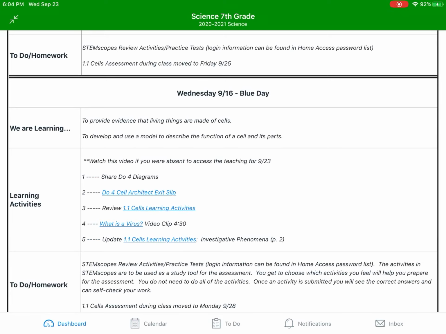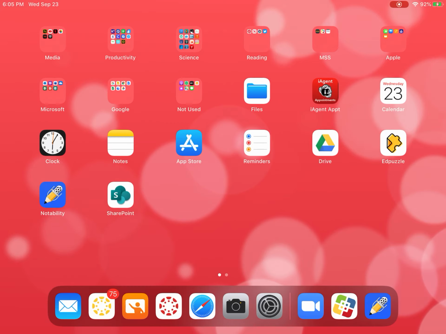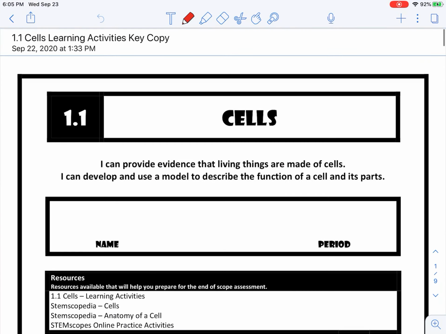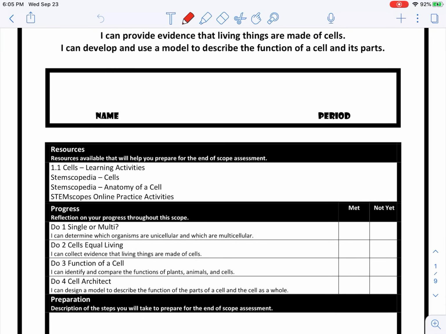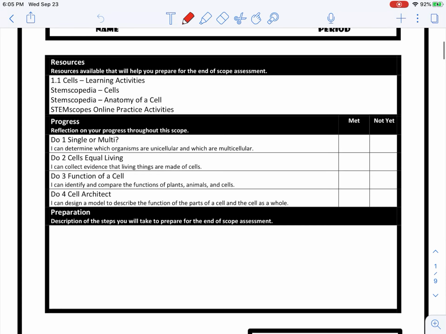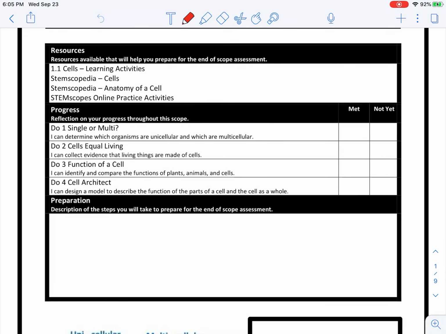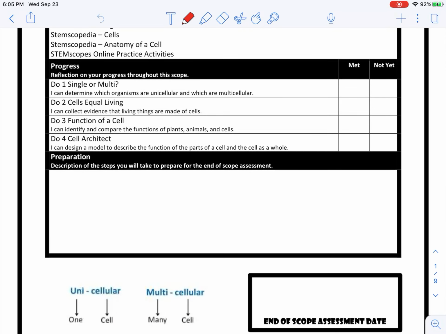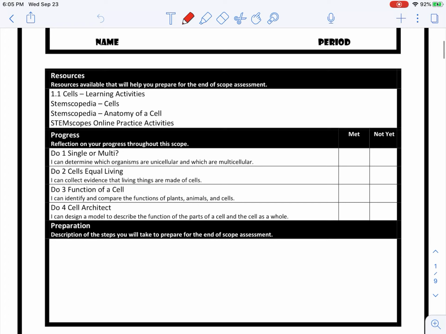And then we reviewed all the activities we've done in 1.1 Cells, since we're getting ready for our unit assessment. So let's take a look at what we've done so far. Going back to the beginning, we always want to refer back to our cover page, where we have our resources available, the learning activities that we completed, and an exit slip for each of those learning activities. You can start to think, what do you need to do to prepare for this assessment? You can look over the activities we did, your exit slips, and the feedback I gave.